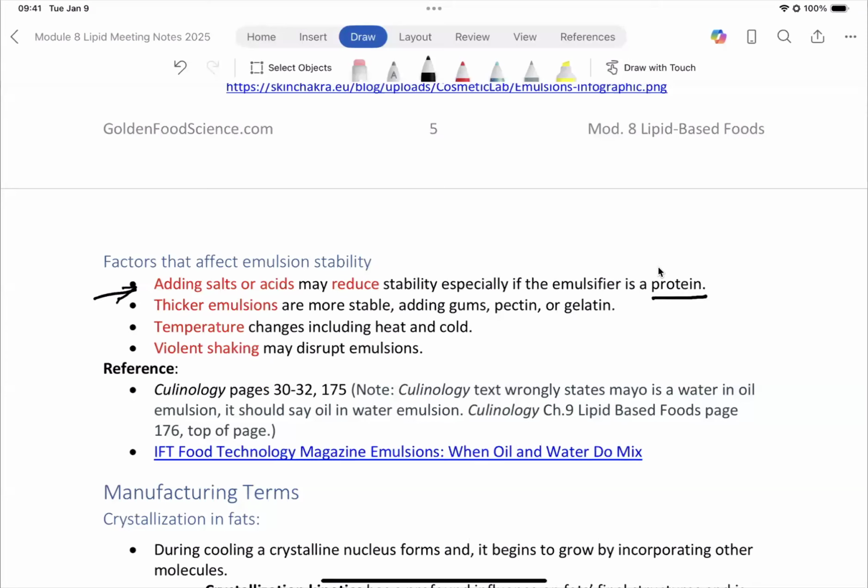If we can capture some of the water, like we add a thickener, for instance a gum or a pectin or a gelatin, then we can get a thicker emulsion because we'll capture some of the water. Temperature changes, too hot, too cold, will break the emulsion. And then violent shaking may also disrupt your emulsion.